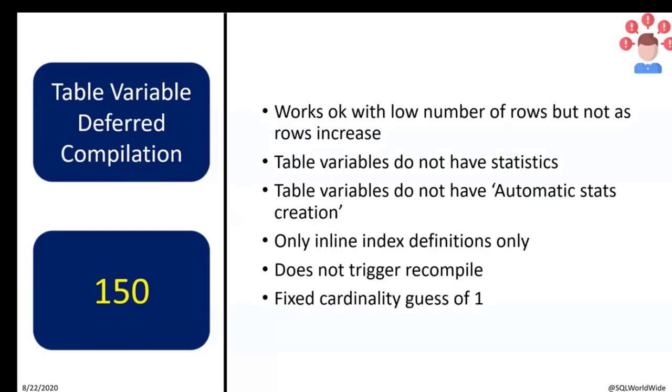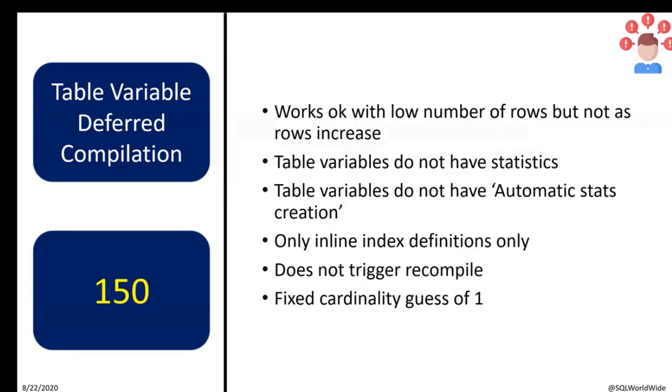Table variable deferred compilation. Table variables were always a pain statistics-wise. It doesn't matter, you can put thousands or millions of rows into your table variable. You can insert, but the query optimizer doesn't have any clue how many rows are there, because at compile time SQL Server doesn't see that. The query optimizer cannot see how many you entered. It always estimates that it's only one row.